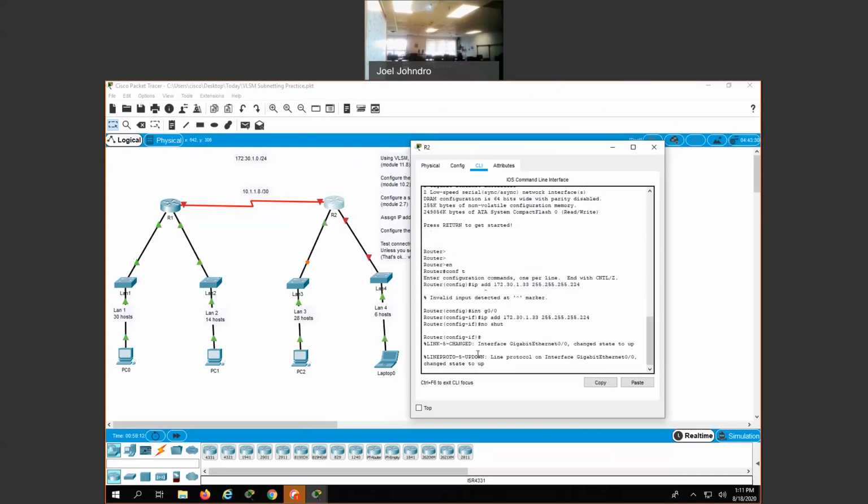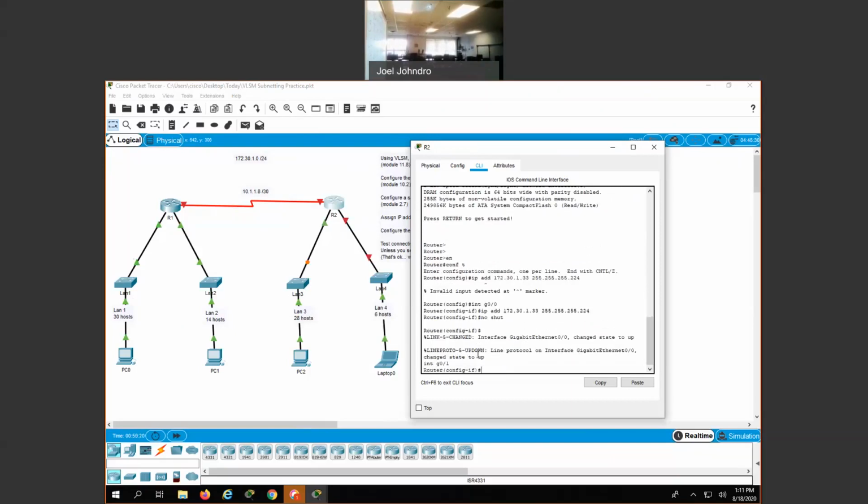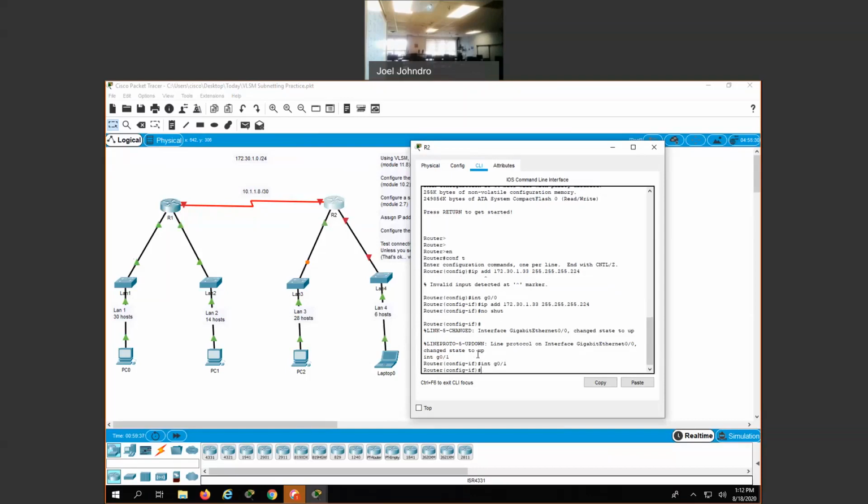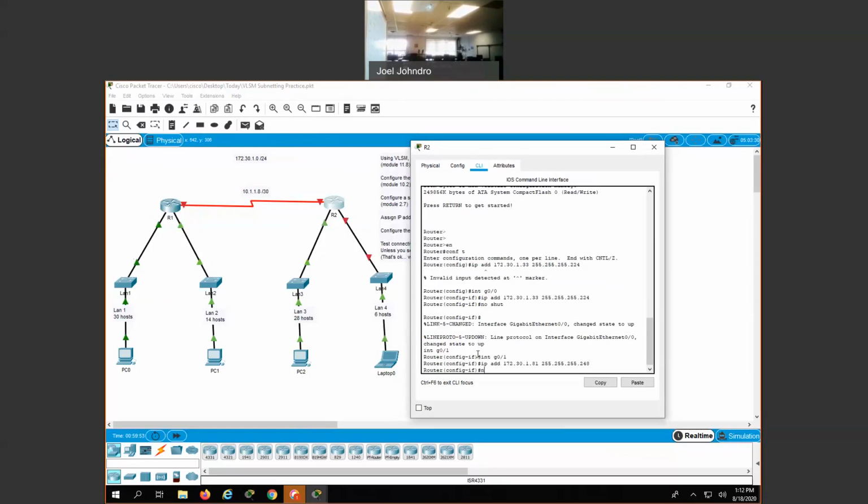All right, and now let's go to interface gigabit 0/1, which is what LAN 4 is attached to, and that's our small network. We'll make sure I'm on the right interface. Network ID on that is .80. First usable address is .81. Subnet mask is .248. Okay.